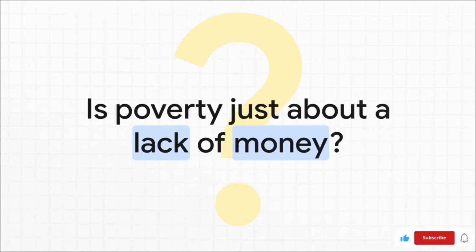So let's start with a really basic question that gets to the very heart of why the MPI even exists. For ages, we pretty much measured poverty by how much money someone makes. But is that really the whole story? I mean, think about it. Does having just enough money to not be poor automatically mean you have access to good healthcare, or a solid education, or even clean fuel to cook with? The global MPI says no way and challenges that whole idea.